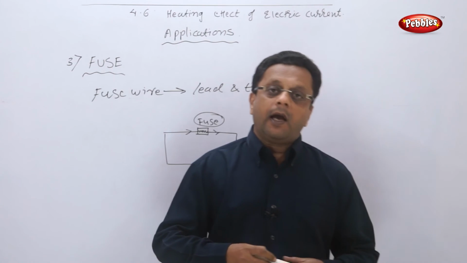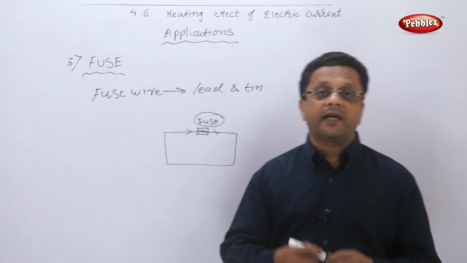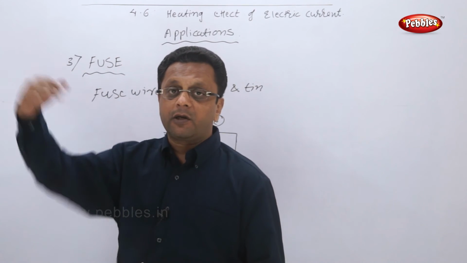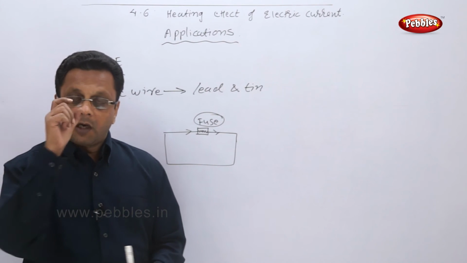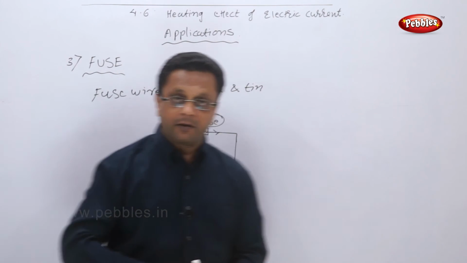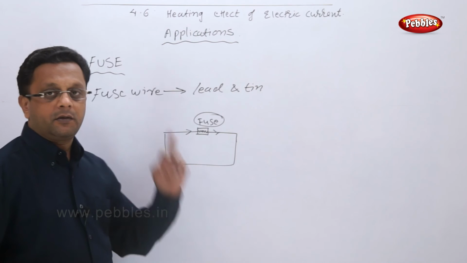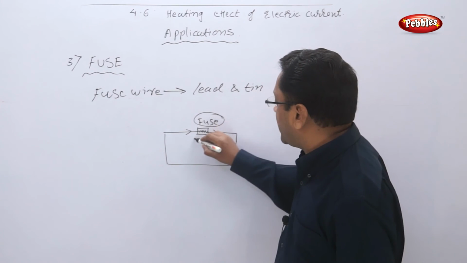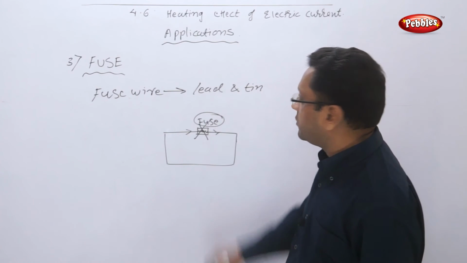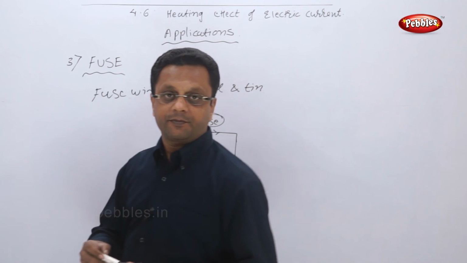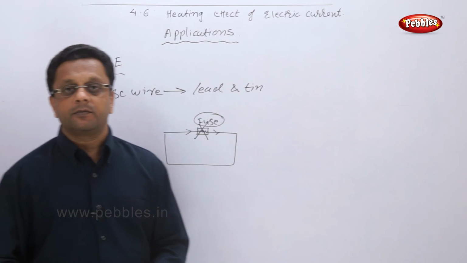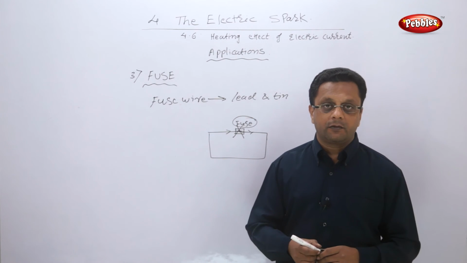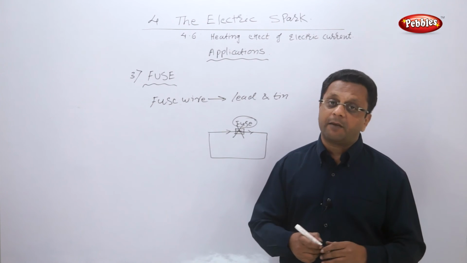Okay? And this fuse wire alloy is selected in a way that at a particular voltage or particular current, the amount of heat generated will melt this fuse wire. And once this fuse wire is melted, this circuit is broken. And once the circuit is broken, what will happen? Everything will go off and will not get damaged.